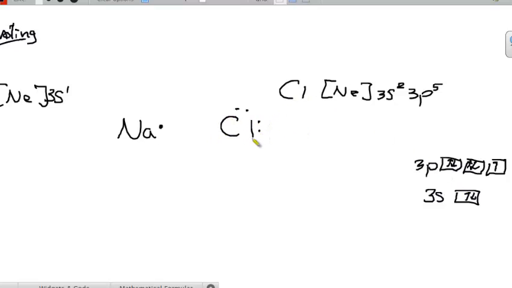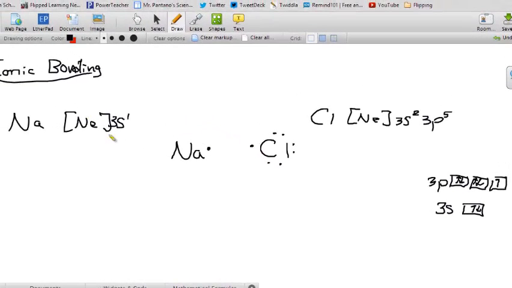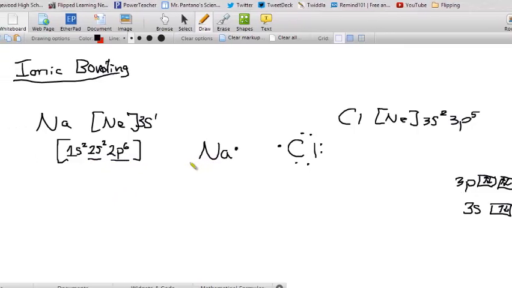An ionic bond is essentially just a transfer of electrons. Now sodium, we know, wants to be stable. It wants to be isoelectronic, or have the same number of electrons as neon. Neon, if you remember, is 1s2, 2s2, 2p6. That's neon, and neon is stable. It's a noble gas. It's stable because it has 8 valence electrons.